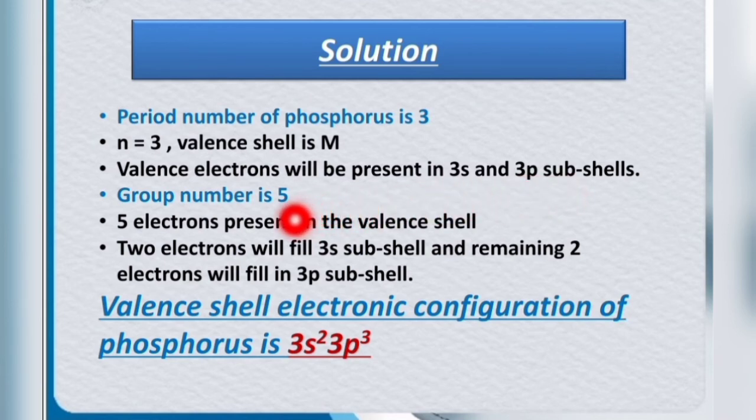And the group number of phosphorus is 5. This means 5 electrons are present in the valence shell. 2 electrons will fill the 3s subshell and the remaining 3 electrons will fill the 3p subshell. So the valence shell electronic configuration of phosphorus is 3s2 and 3p3.